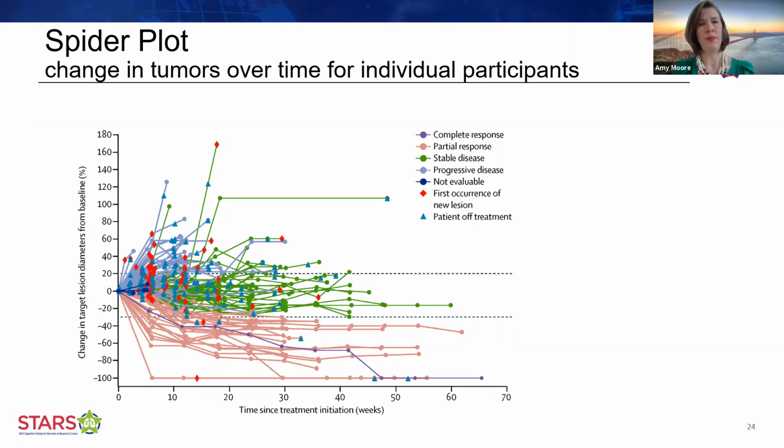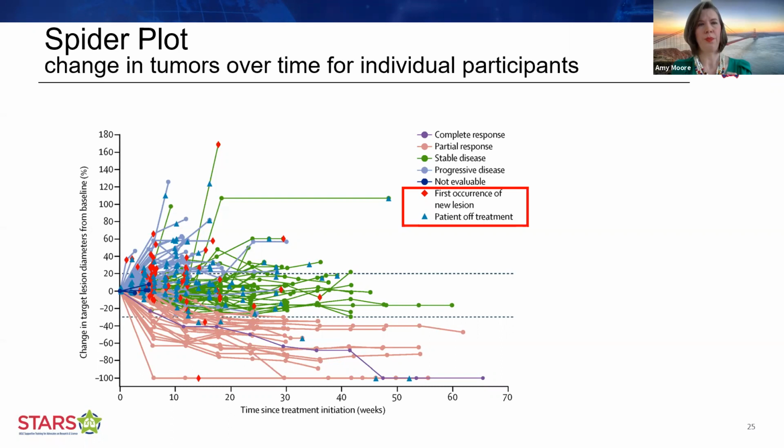So again, I pointed out that we see those two dashed lines, which orient you to the RECIST criteria to say, are the lesions growing? Are they staying stable? Are they disappearing?